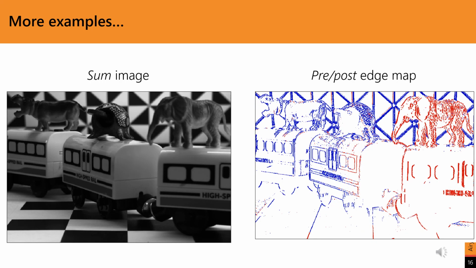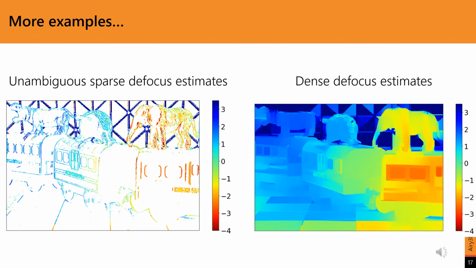Our final scene consists of various figurines on a toy train. The focus is roughly in the middle of the second card. The animal figurines contain more complex edge orientation, and our method is able to produce a pre-post edge map for all edges that have a non-zero vertical component. And here are the final sparse and dense defocus maps. Note that the defocus estimates for the train and the figurines are increasing from right to left, again in trend with the depth.